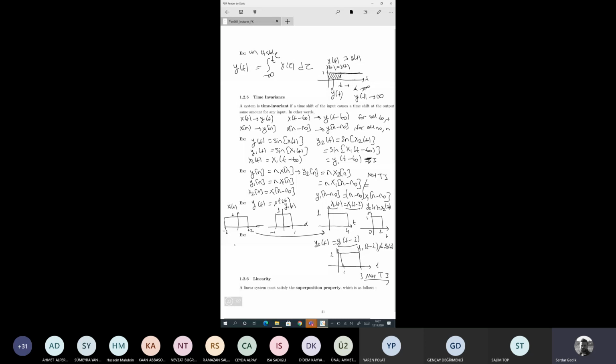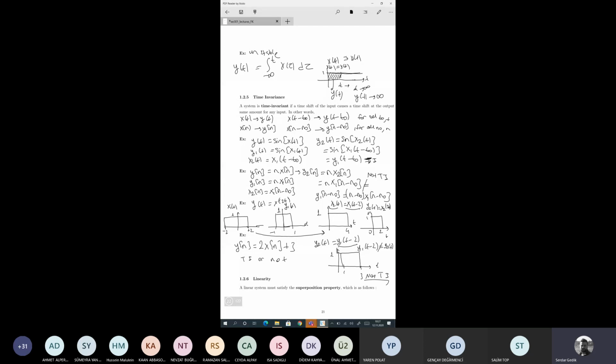Well, here you have your exercise. Let y of n be defined as 2x of n plus 3, and check whether this is time invariant or not. This is your exercise.